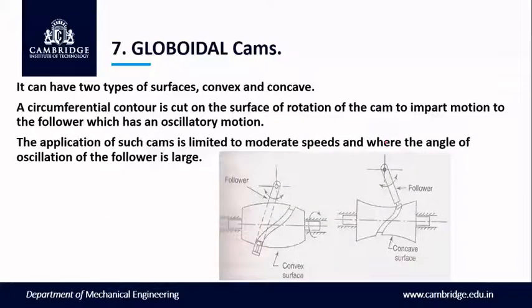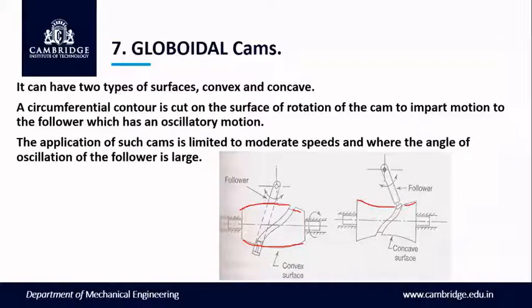Globoidal cams, we can say, are of two types. One is the convex type, another is the concave type. It mainly depends upon the surface of the cam. So in the diagram you can see here we have a convex surface, therefore it is called a convex cam, whereas in the right-hand side diagram we have a concave surface, so it is a concave cam.